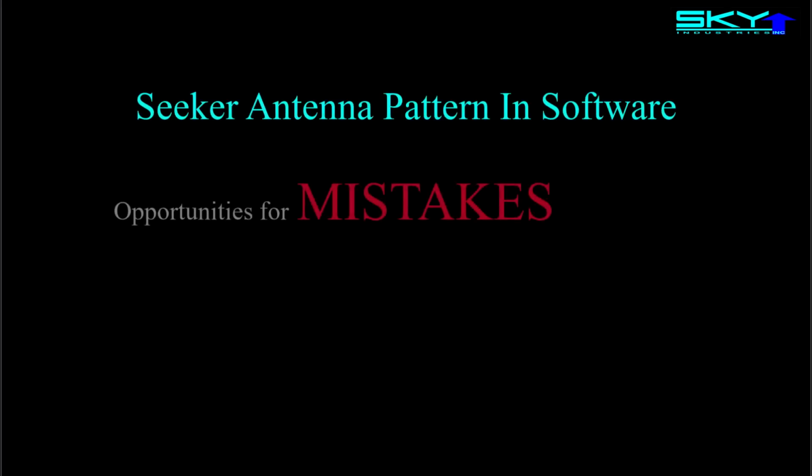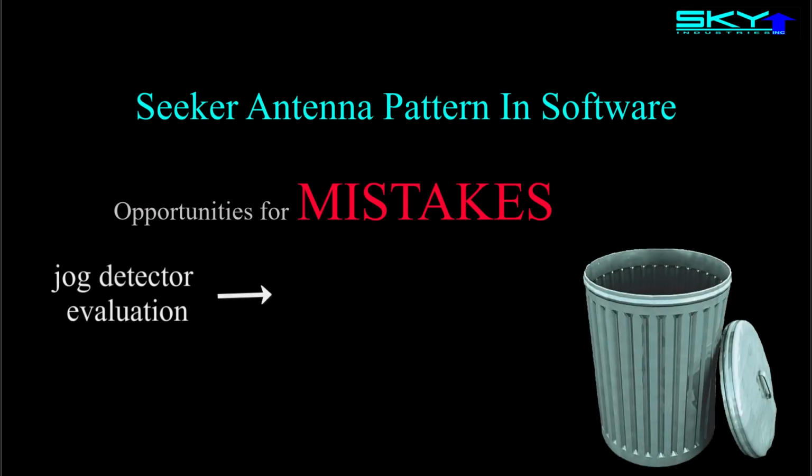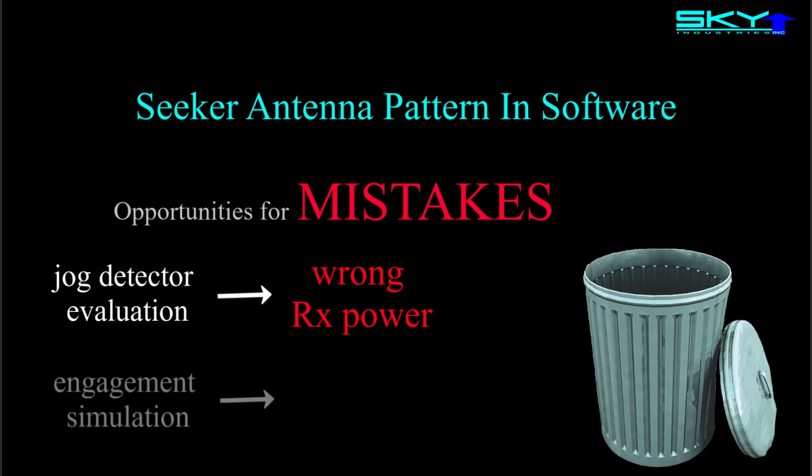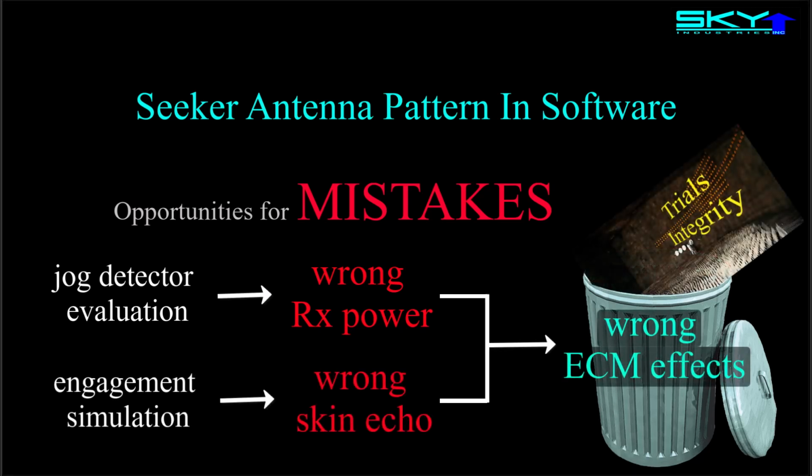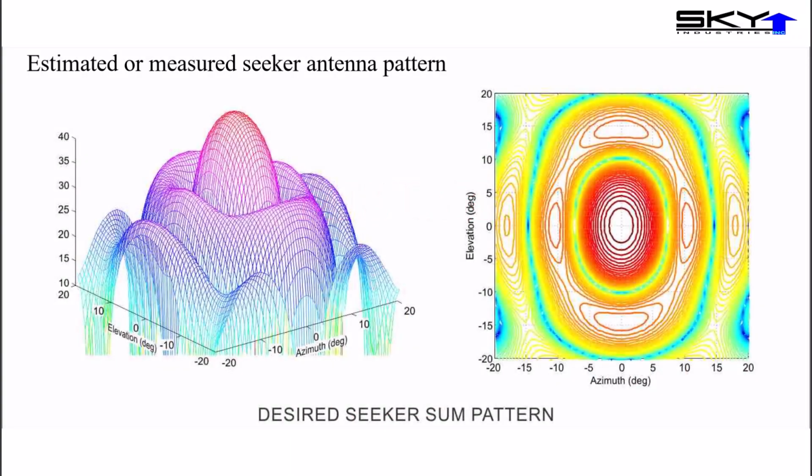Now this genuinely opens the door to some spectacular mistakes that can undermine not only jog detection, but also the legitimacy of the whole engagement simulation for both the coaxial cable and the anechoic chamber tests. For example, suppose that the two-dimensional antenna pattern is conveniently synthesized using a single azimuth cut and a single elevation cut of the estimated or the known seeker antenna pattern.